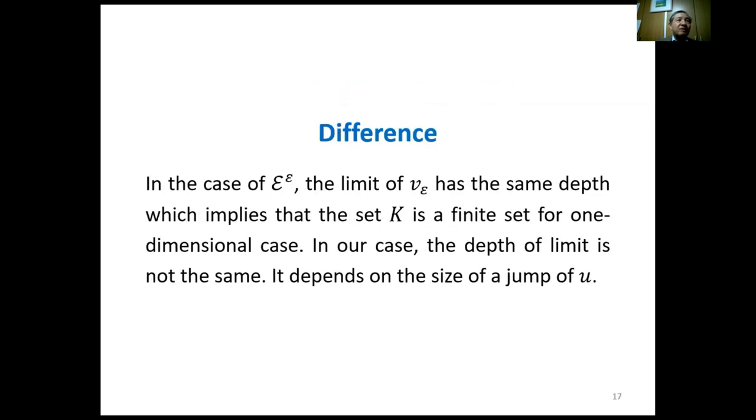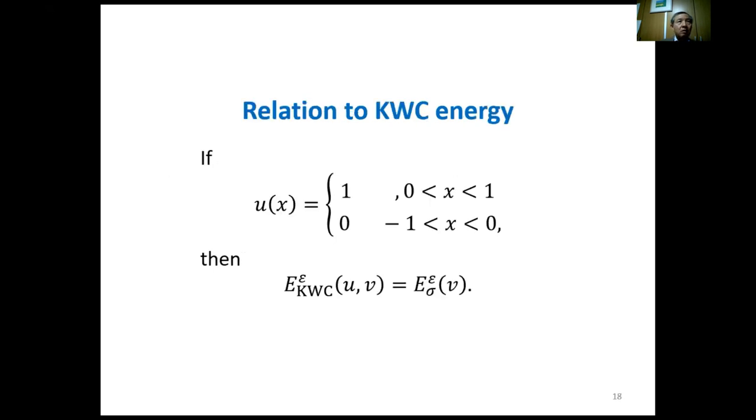So what's the difference? In the case of Ambrosio-Tortorelli, the limit of epsilon has the same depth, which implies that the set K is a finite set in the one-dimensional case. In our case, the depth of the limit is not the same. It depends upon the size of the jump. So what's the relation to the Kobayashi-Warren-Carter energy? If U0 is a step function, say the Heaviside function, then the Kobayashi-Warren-Carter energy is exactly E epsilon sigma, which we defined before.